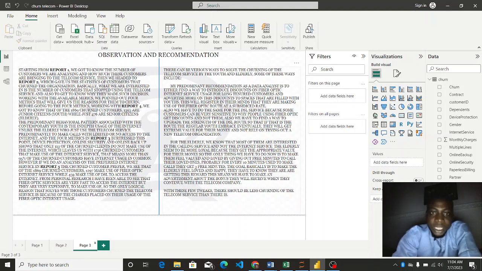There can be various ways to solve the churning of the telecom service by the youths and elderly. My predominant recommendation as a data analyst is to find a way to introduce discounts on fiber optic internet service usage for long tenured customers, and advertise more on these discounts in spaces that are filled with youths. This will register in their minds that they are making use of the fiber optic route at a subsidized rate.